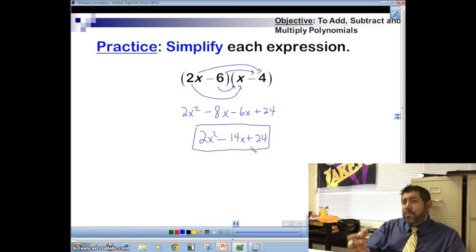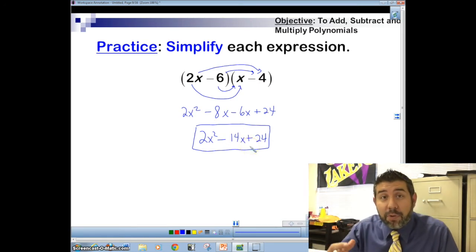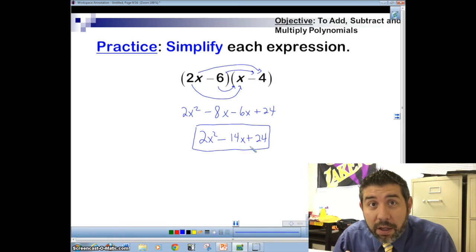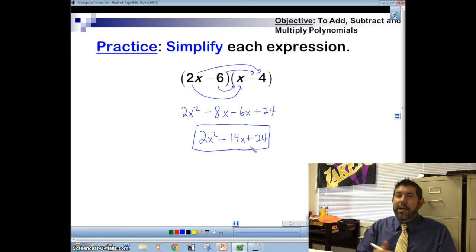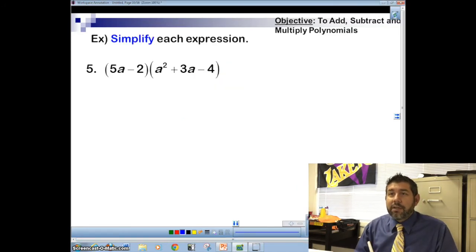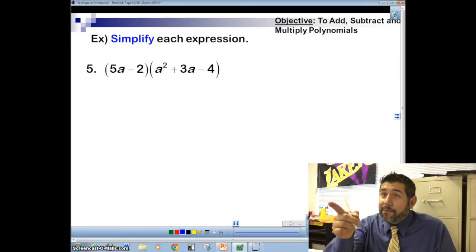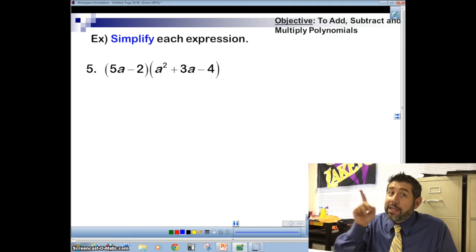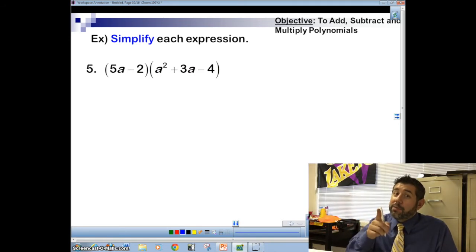Now, of course, they can get bigger. We can have a trinomial times a trinomial. And then you got to do a lot of work there, right? You just got to make sure that you're multiplying everything times everything. Look at that. A binomial and a trinomial. Told you something was going to come up.